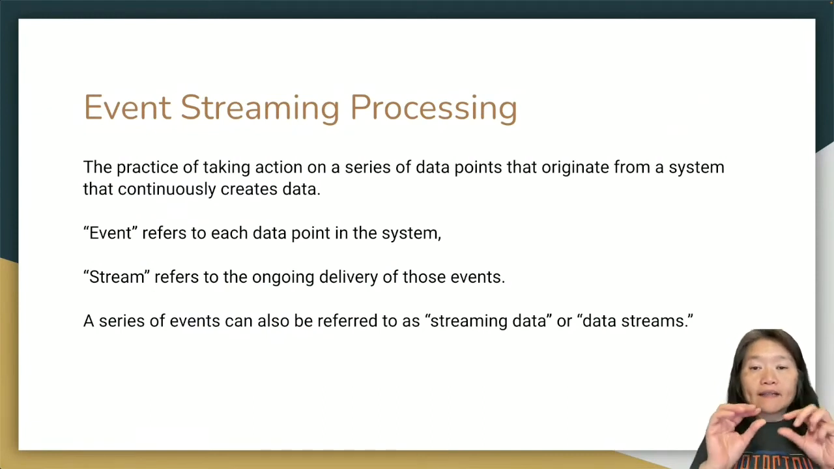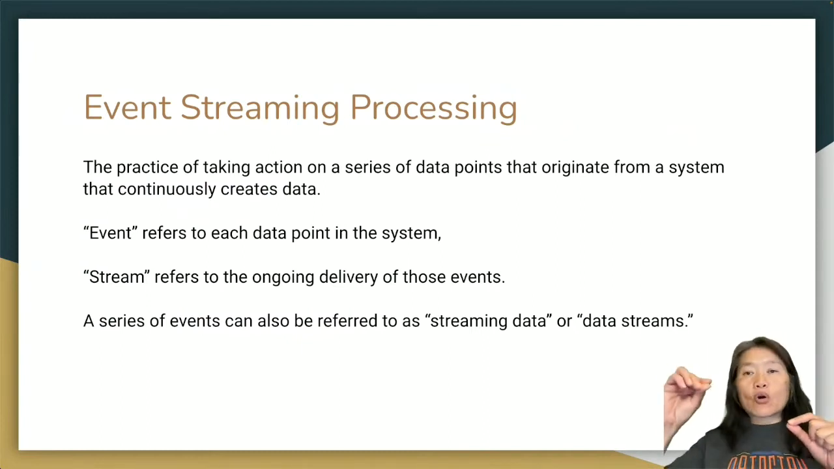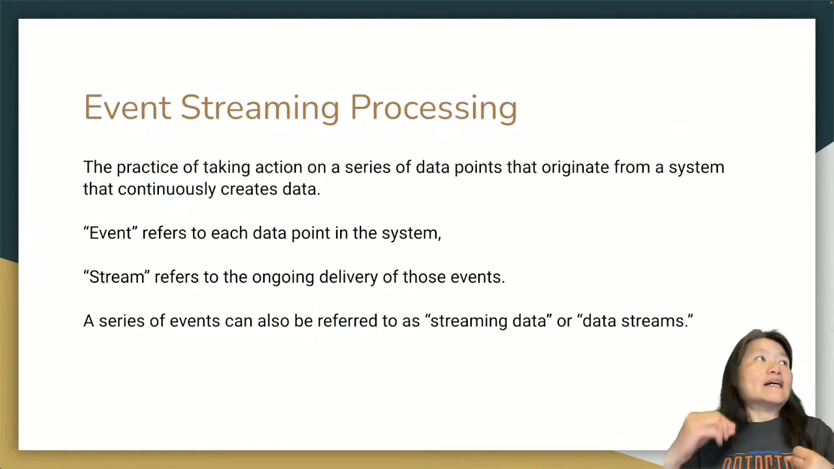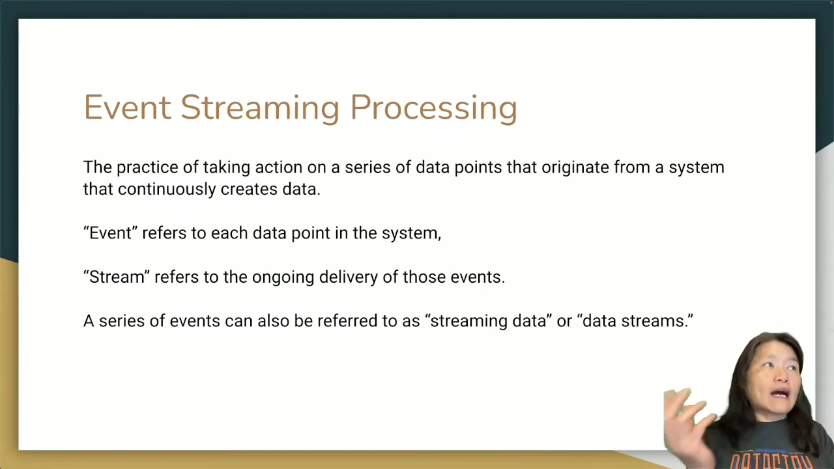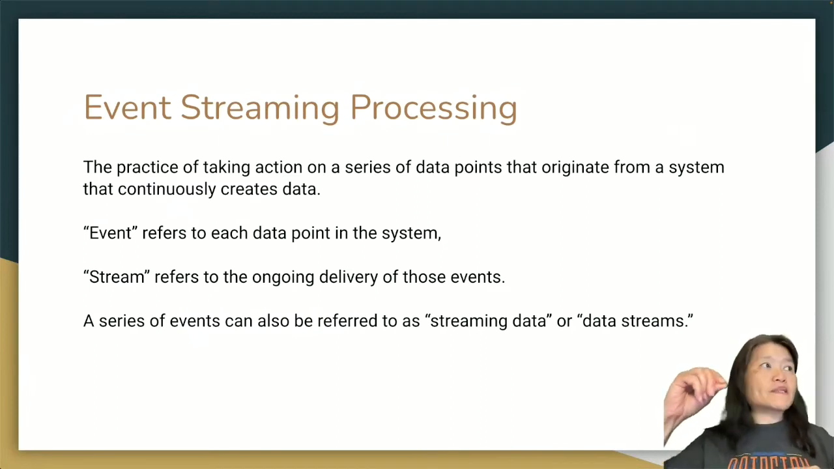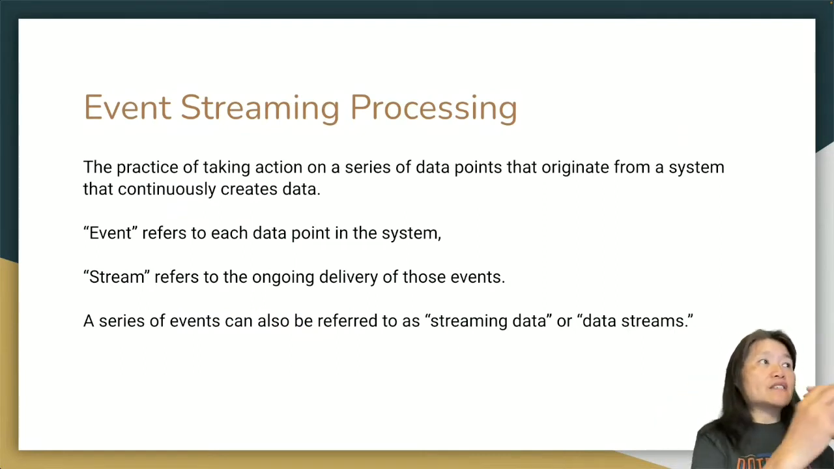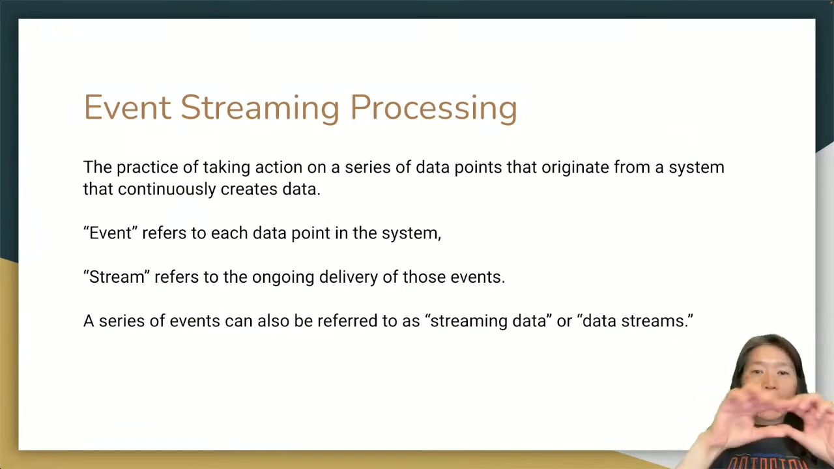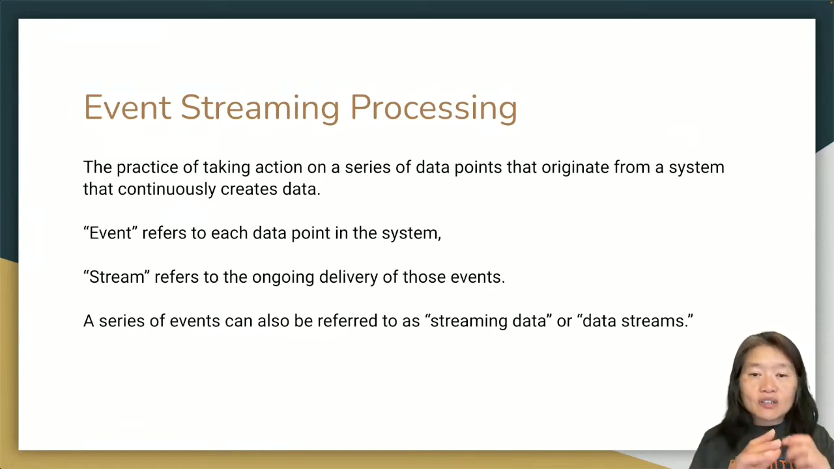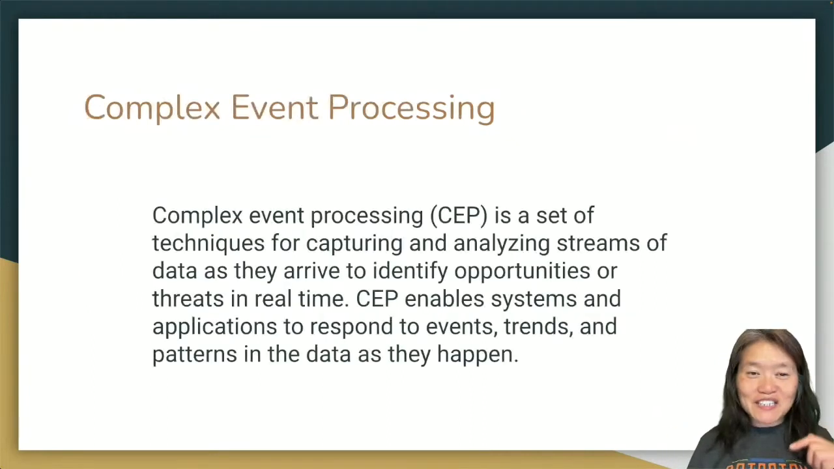Now, looking at the title, it suggests event streaming and processing. So what is it, right? Basically, it is the practice of taking action on a series of data points that originate from a system that continuously creates data. That's what event streaming processing is about. Now, going back to the event, an event is basically each data point in the system. But the stream describes an ongoing delivery of these events. So now you make it more complicated: it's a series of events. You can have different data points happening all in time, and that's what streaming data is, or the data streams. It's an ongoing delivery of these events in space and in time. And that's what we're tackling in this presentation.